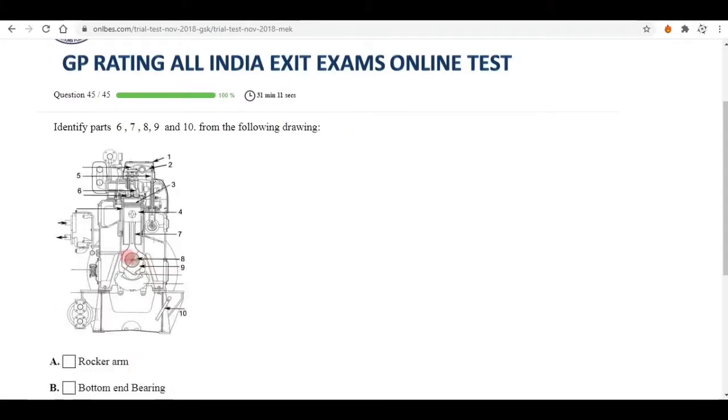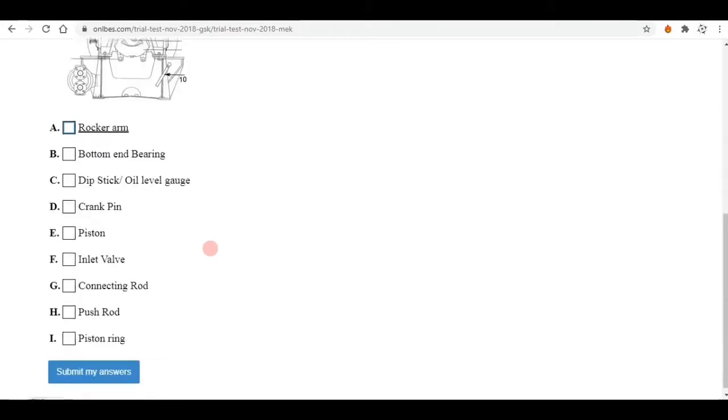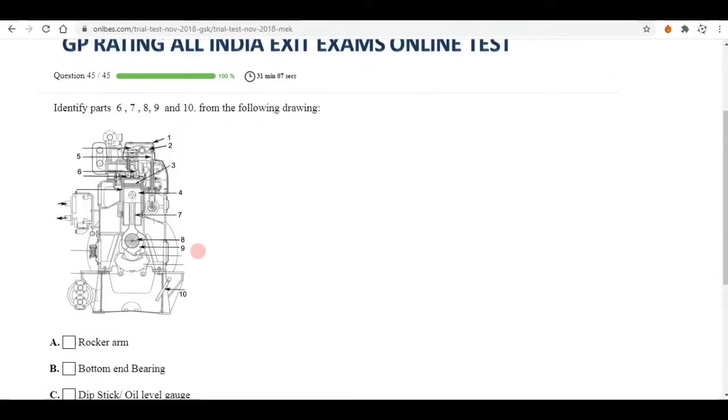Whoa, okay, nice. Here comes the beast question. It's a diagram of the main engine. So we have to identify 6, 7, 8, 9 and 10. So where is the sixth one? This is the sixth one. I don't know if I can solve this one, but let's see.